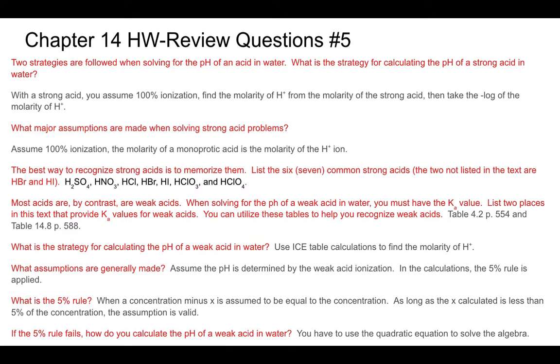If the 5% rule fails, how do you calculate the pH of a weak acid in water? You're going to set up a quadratic equation or you're going to have to use a solver in your calculator.